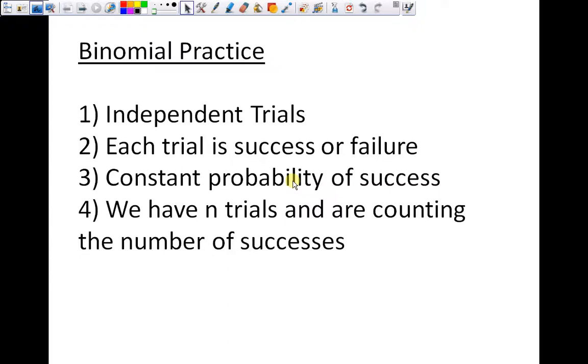So today we're going to talk about the binomial distribution. A classic example of a binomial distribution is flipping a coin 10 times and counting how many times you get a heads. So we'll talk about the four conditions here.